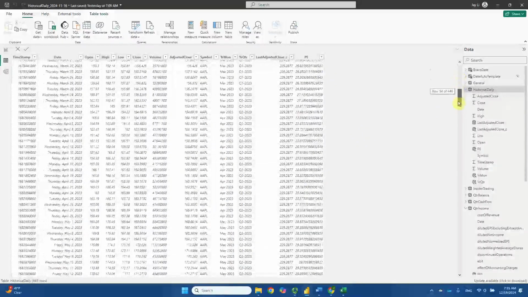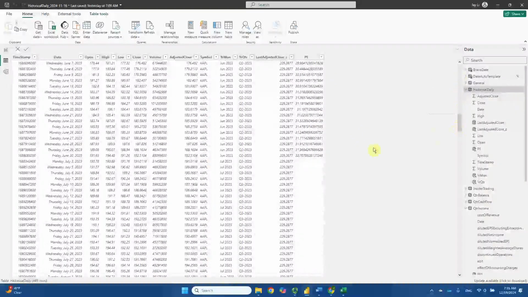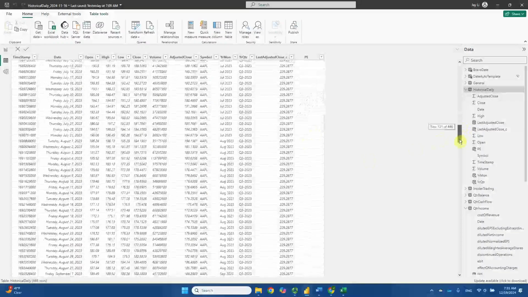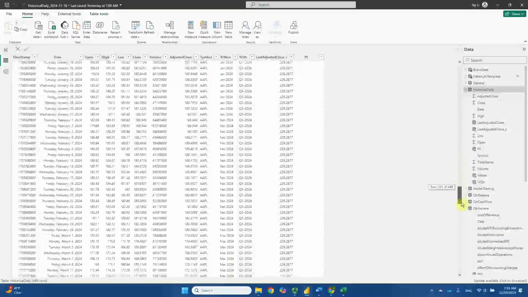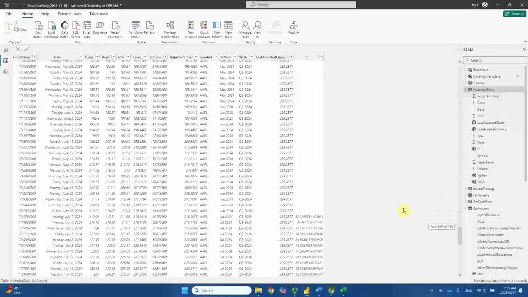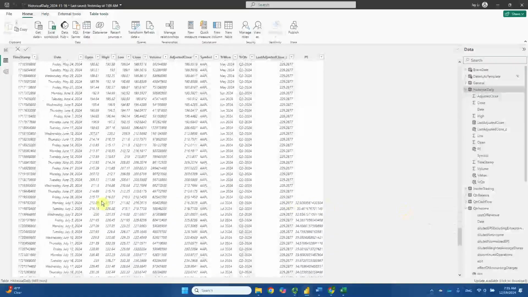Let's scroll down, see once we get to this point, July 2023, we find that PE ratio is blank. So let's keep scrolling down. This situation actually continues all the way to July 2024. So pretty much from the third quarter of 2023 all the way to the second quarter of 2024, this PE ratio is missing. It's empty or blank.